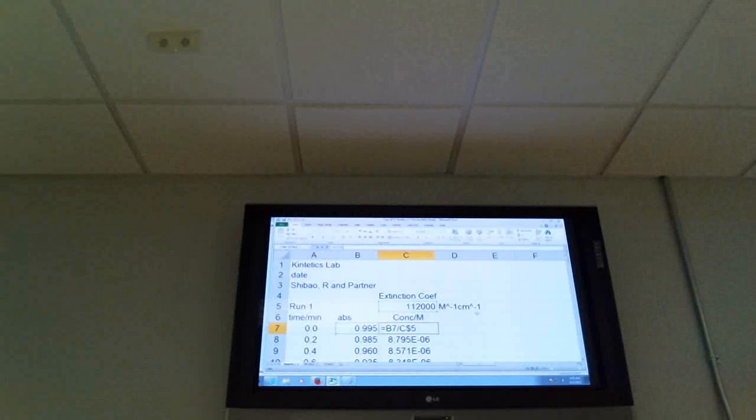What are we going to use this data for? The concentration divided by... The concentration? We're going to make a concentration of CV versus time. Like a concentration of A versus time plot.